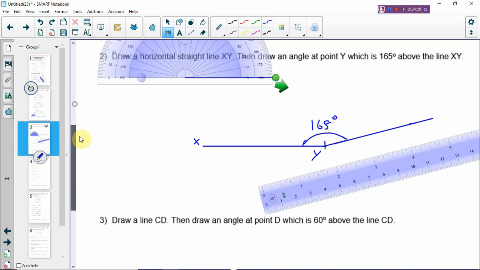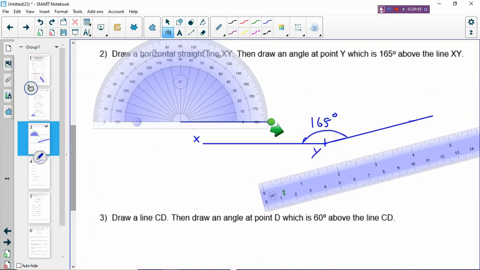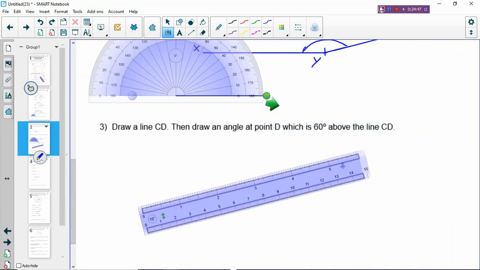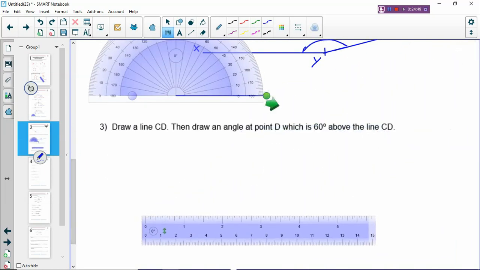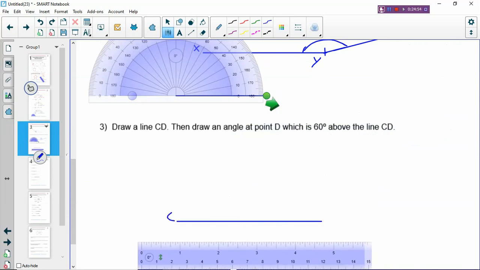Okay, let's go down quickly and draw a line CD. So now you have another line to draw. Always use a ruler, no freehand, otherwise you lose marks. So again, use a ruler, draw a straight line, and then label CD. Maybe I should put the C a little bit lower. And draw an angle at point D, which is 60 degrees.